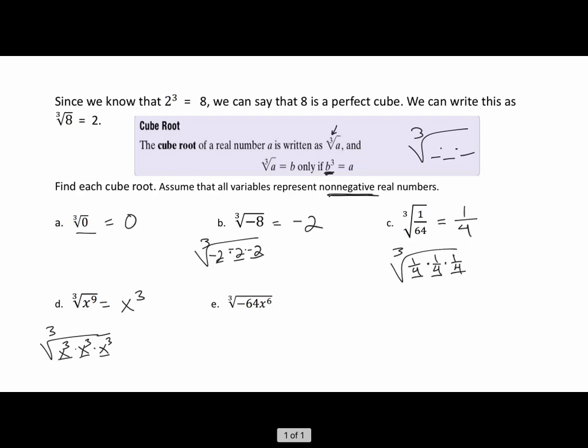For e, the cube root of negative 64 x to the 6th. Okay, so we know that 4 times 4 times 4 is 64. Would that work out if it was negative times negative times negative? Yep, that's negative 64. And then for the x, it's got to stay base x. So 6 divided by 3 means that each of these is 2. 2 plus 2 plus 2 equals 6. So the cube root of negative 64x to the 6th is negative 4x squared.